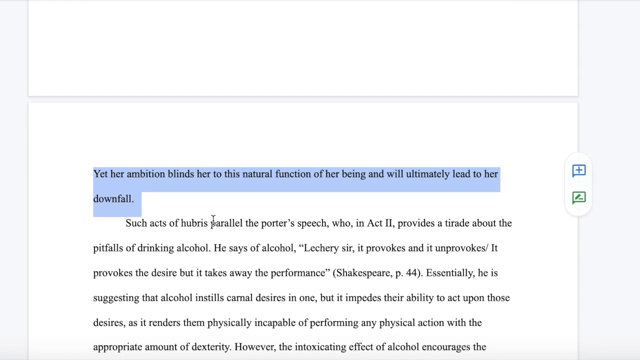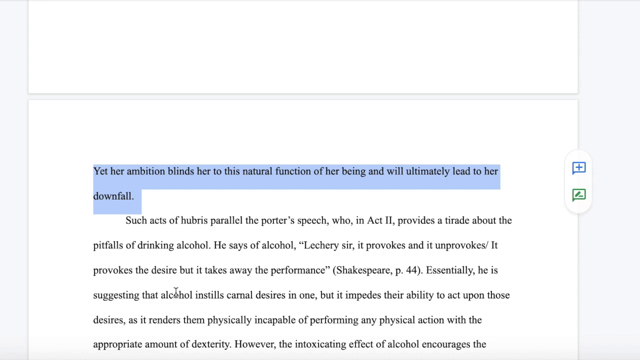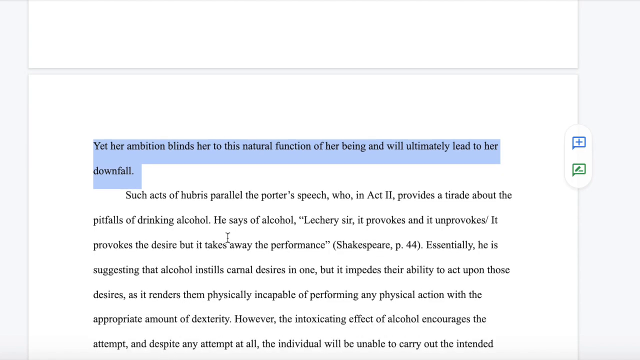And again, remember, that's what you're doing after you introduce your text support. You have to expound on it by either explaining what it means, and or relating it back to your claim, explaining how it either exemplifies or proves whatever your subclaim was.